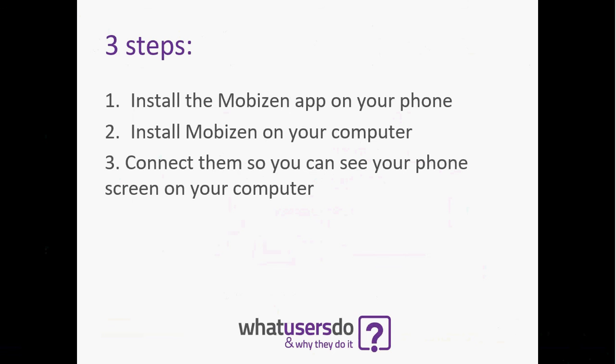So the 3 steps, let's just reiterate: install the mobizen app on your phone, create an account, install mobizen on your computer by going to mobizen.com and downloading it, and log in using the same account details as you set up on your phone, and then connect them so that you can see your phone screen on your computer. And sometimes you might need to use a USB cable to do that.